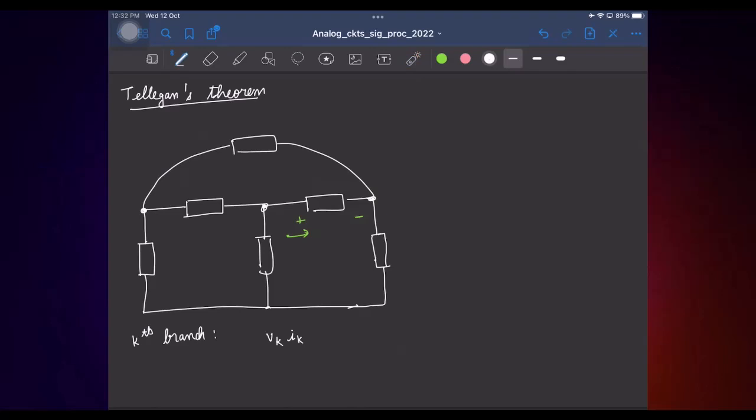Now if I take a summation of this over all the branches in the network, what will this be? Zero. This is basically Tellegen's theorem. You might have seen this using examples in your basic circuit theory, but this is one simplified form of Tellegen's theorem. We'll get some interesting results if you extend it slightly, and for that, let me take another network.